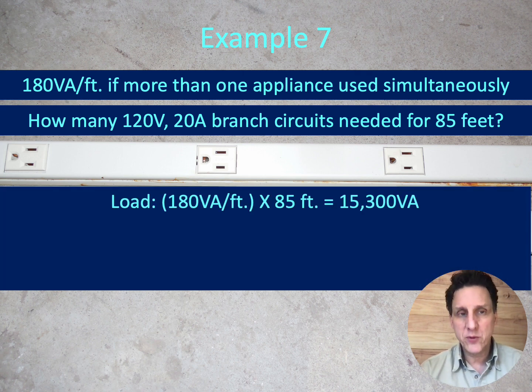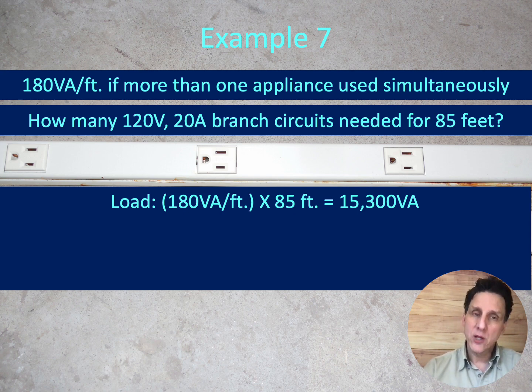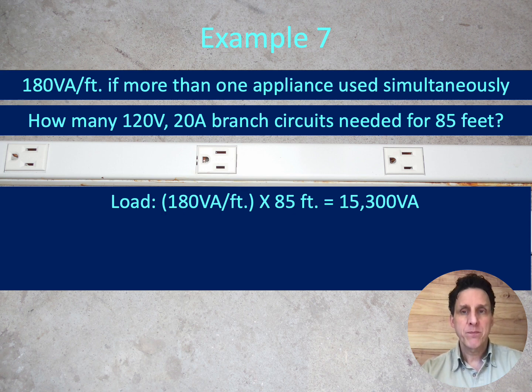Okay, first we want to do the load calc, right? 180 volt amps per foot times 85 feet. The total calculated load is 15,300 volt amps for all of this multi-outlet assembly. 85 feet worth of multi-outlet assemblies. How many branch circuits do I need to feed that? That's what we're trying to figure out, right?